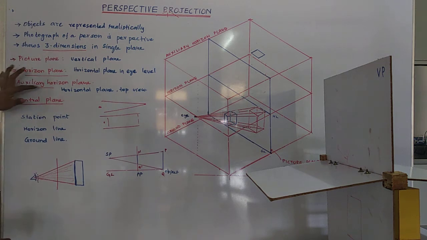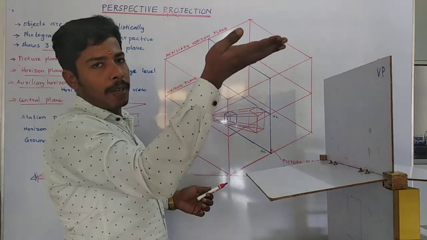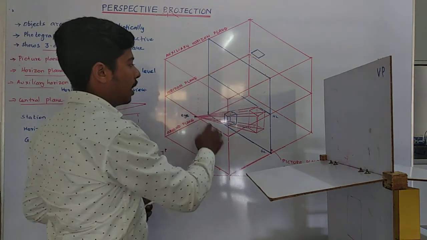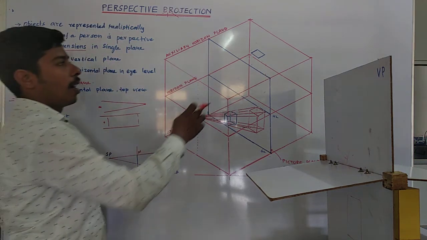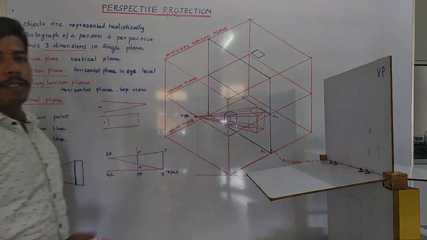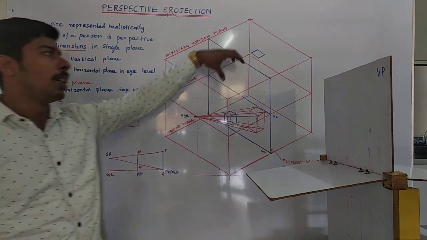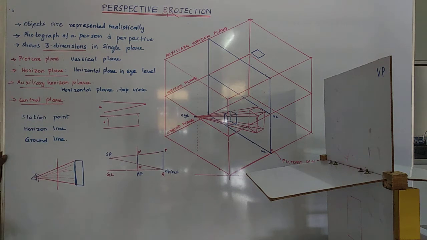Then the auxiliary horizon plane. Auxiliary horizon plane means one plane above this horizon plane, on which we are representing the top view of the object. So we are using it for drawing the isometric. Then we know about the ground plane.